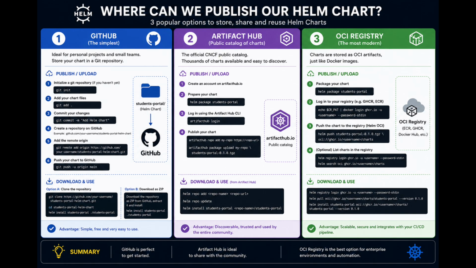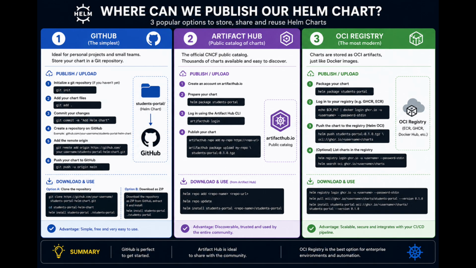The third option is an OCI registry. This is the modern and increasingly preferred approach. Helm charts are stored exactly like container images. The same registry can contain both your Docker images and your Helm charts. Examples include Amazon ECR, GitHub Container Registry, and Docker Hub. This approach integrates very well with CI/CD pipelines and enterprise deployments.